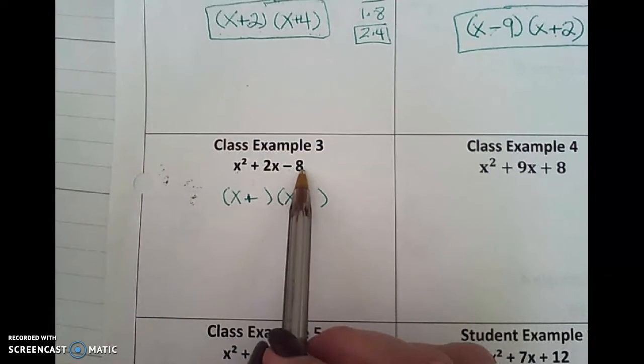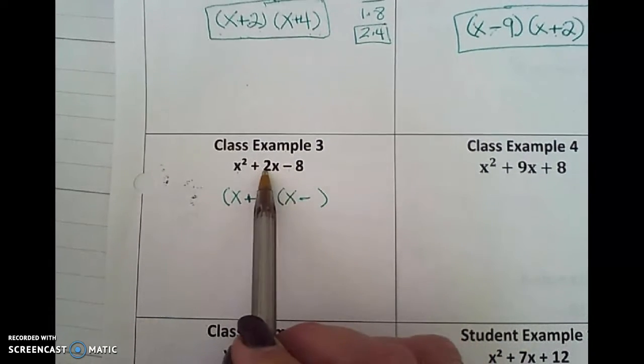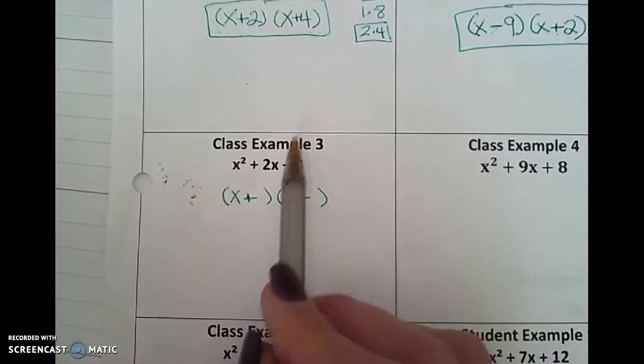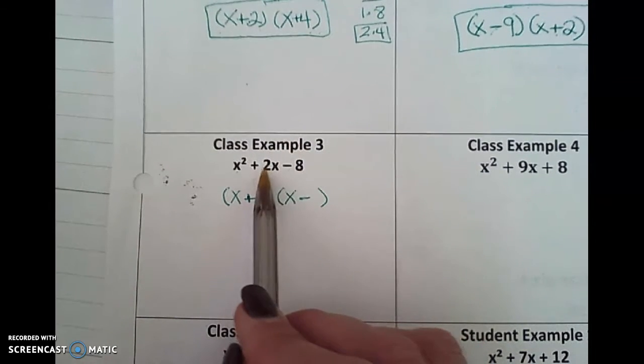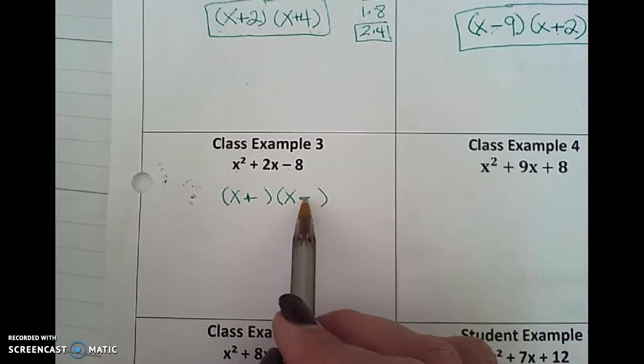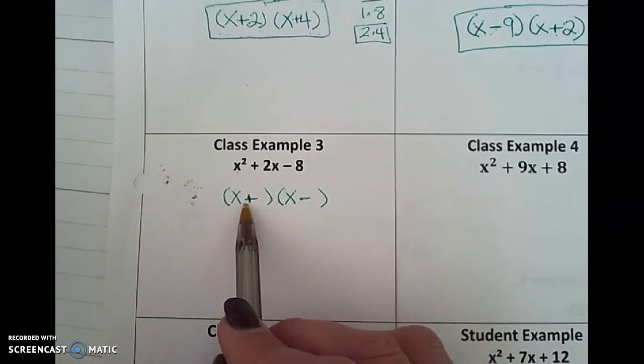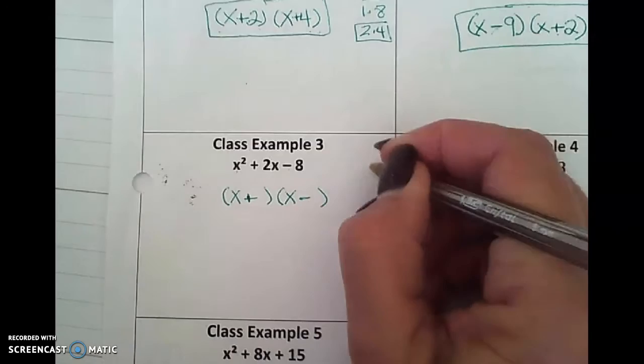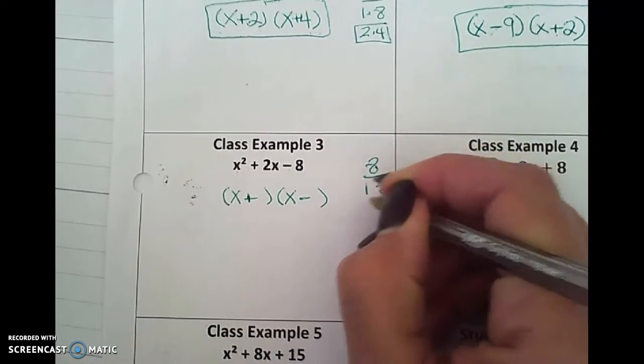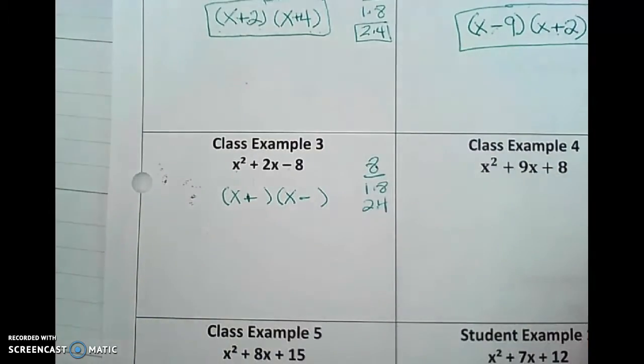So your factors of 8 are going to subtract to be 2. And the reason I'm saying subtract is because one factor is positive and one's negative. So you want to subtract them to be 2. So 1 and 8, 2 and 4. All right, which ones subtract to be 2?